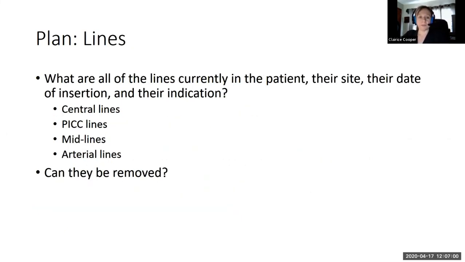Finally, for the patients, it's very important to consider their lines. So we're most interested in central lines. However, all lines should be evaluated, listed, noted. You need to know where the line is within the patient. So the site, IJ, subclavian, etc. The date of insertion, very important. And sometimes you have to do some detective work to find that out. And then most importantly, the indication.